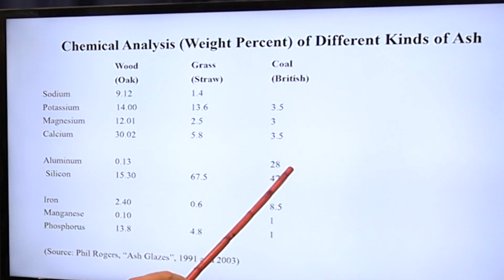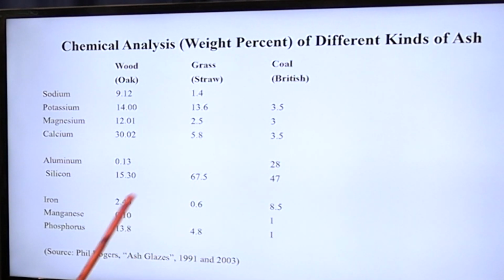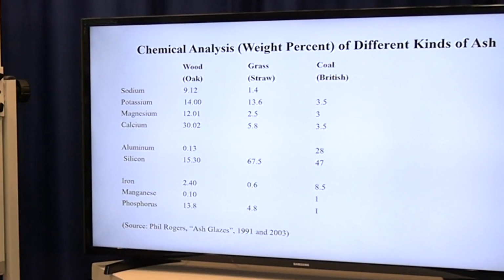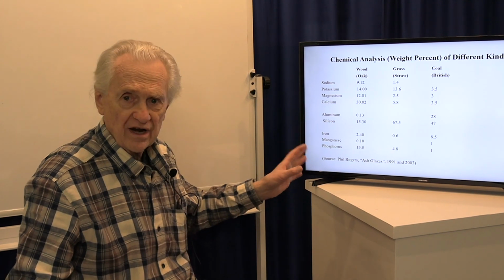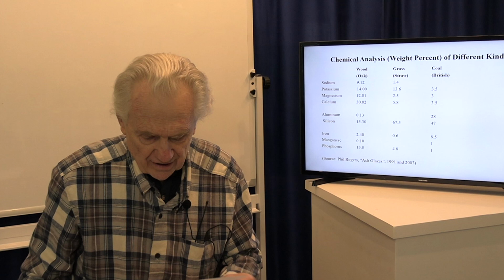And the coal ash is heavy in aluminum and silica, because there's usually a lot of clay contamination in the coal ash. Again, not many fluxes, mostly alumina and silica. So what we're going to be talking about here today is mostly wood ash, and we'll touch a little bit on grass and coal ash later on.